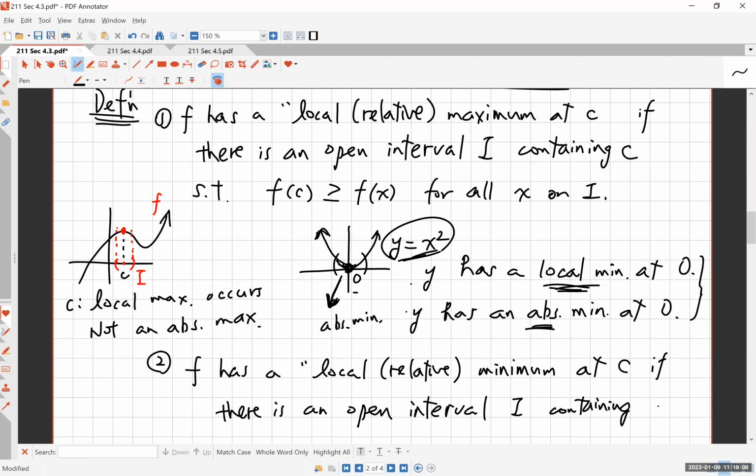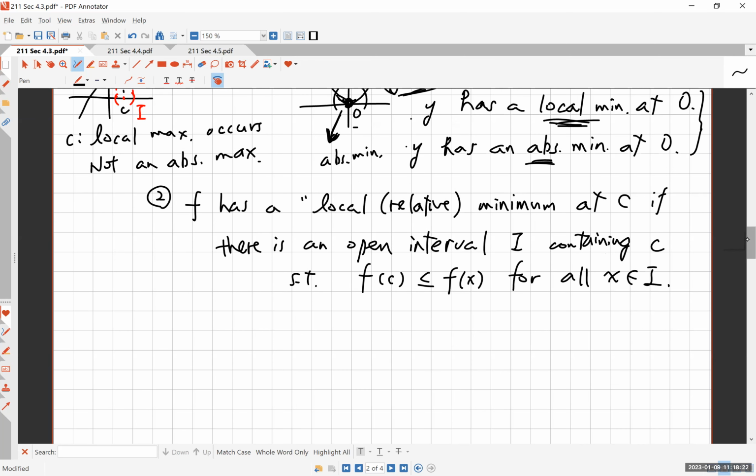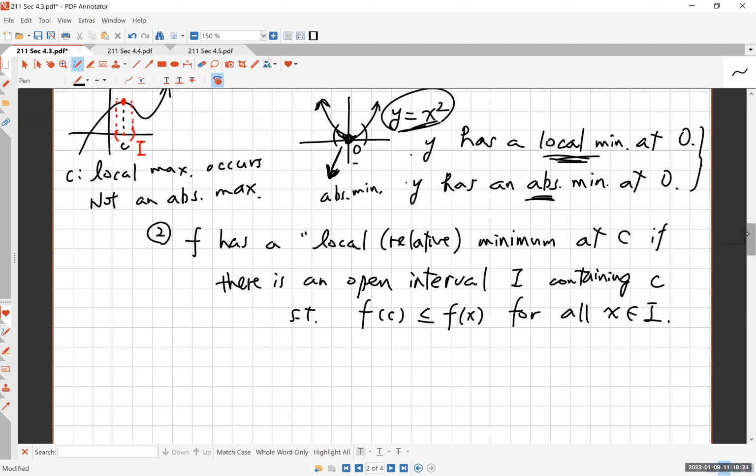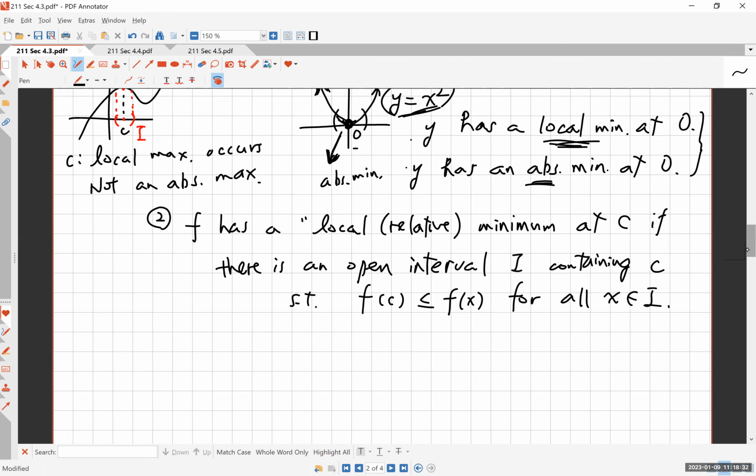Open interval I containing c such that f of c is less than or equal to f of x for all x on that interval. So if this is locally the lowest point, or the least y value, then we say it's a local or relative minimum. A relative minimum or local minimum could also be an absolute minimum, and vice versa, but they don't have to be.